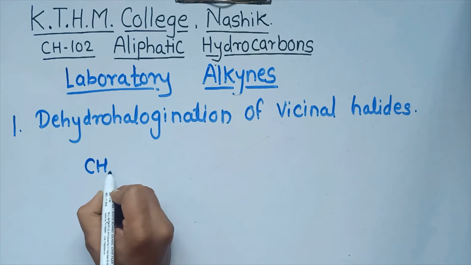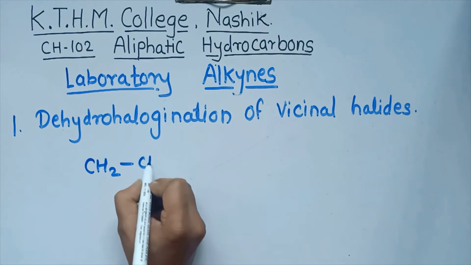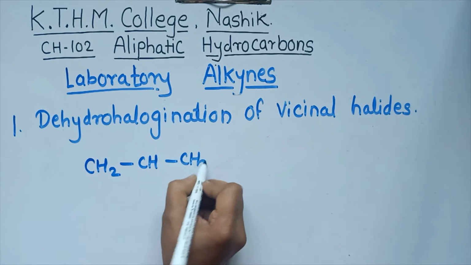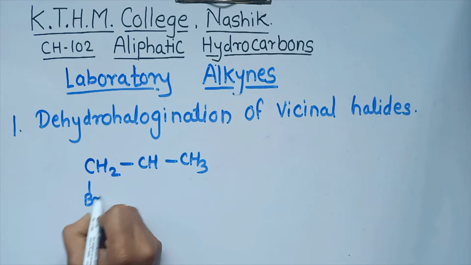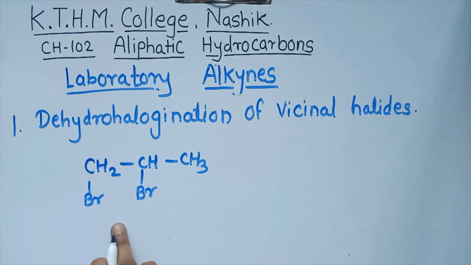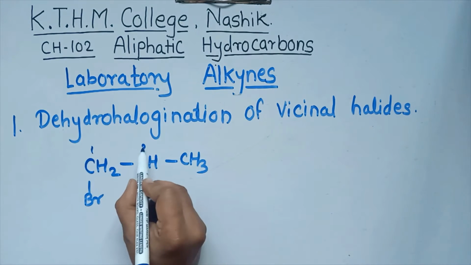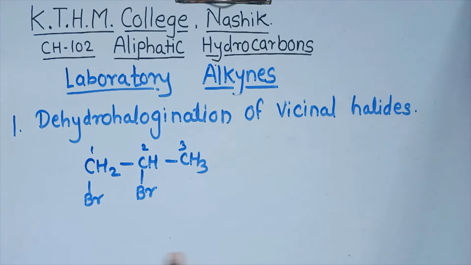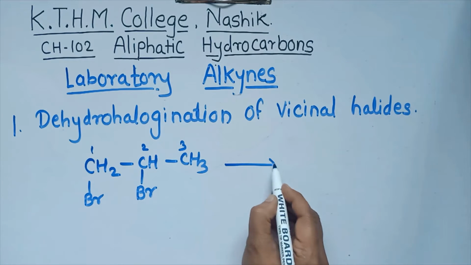For that, I have considered the example. So you have to practice the IUPAC nomenclature. So what is the name of this compound? First you have to number the atoms, there are 3, that means it is a propane. Right? At 1 and 2 position bromine is there. So the name is 1,2-dibromopropane.